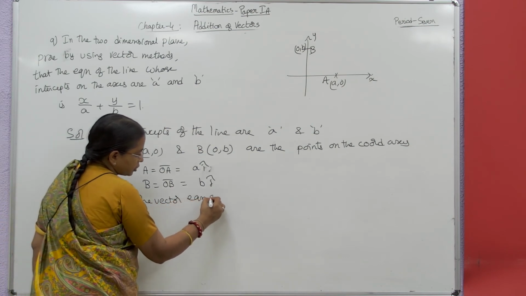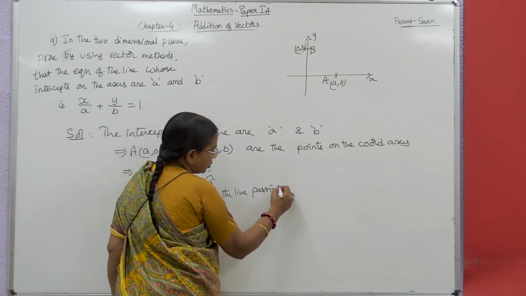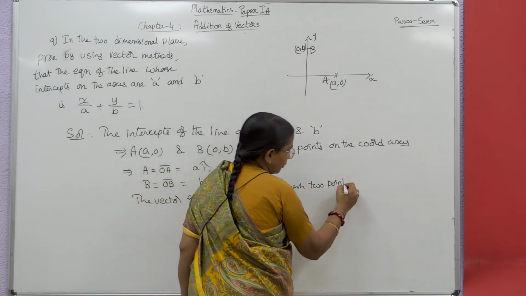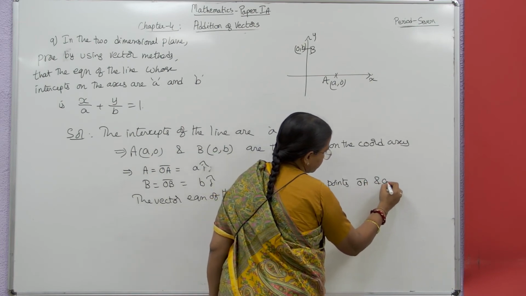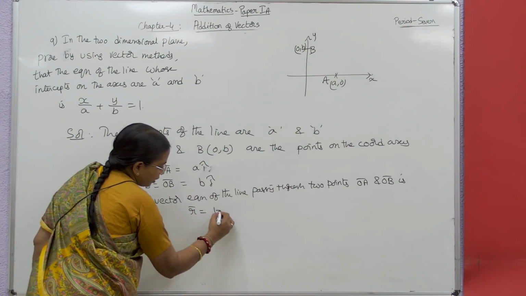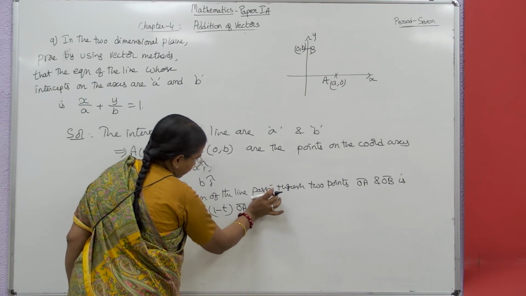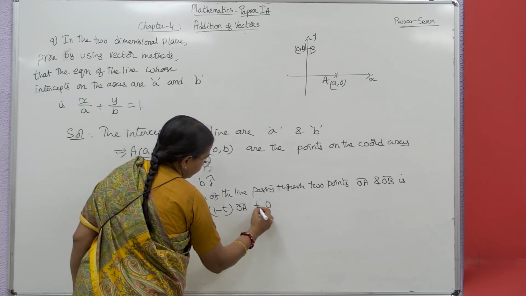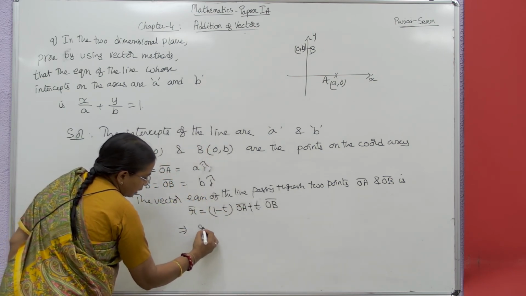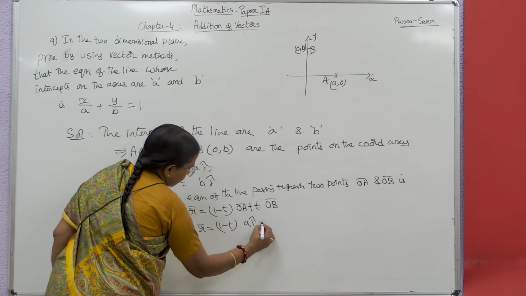The vector equation of the line passing through 2 points. What are the 2 points, OA and OB? According to the formula, we have r is equal to (1 minus t) into a, where a means OA, plus t b. That is, r is equal to (1 minus t) into a i plus t into b j, where b means OB.